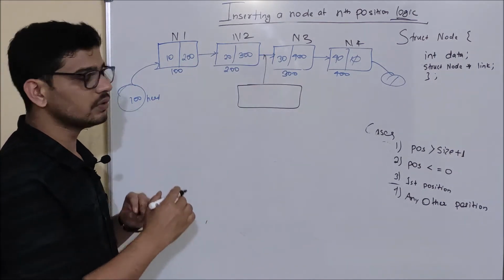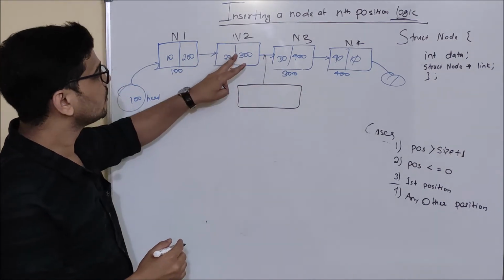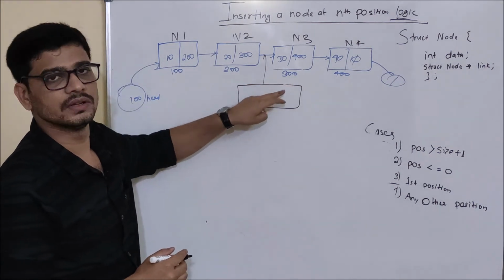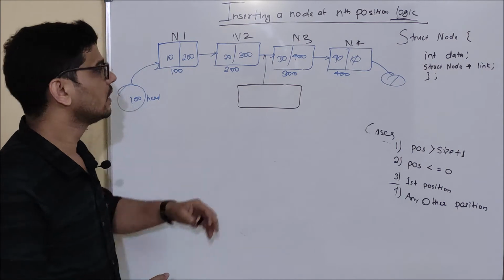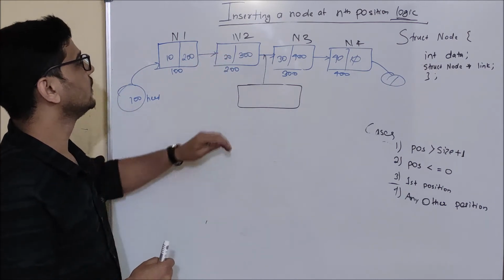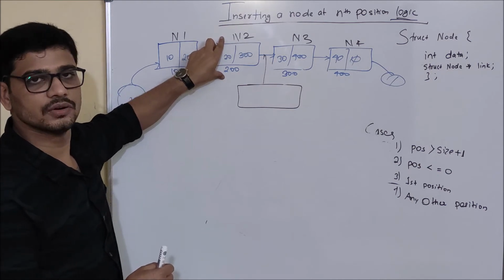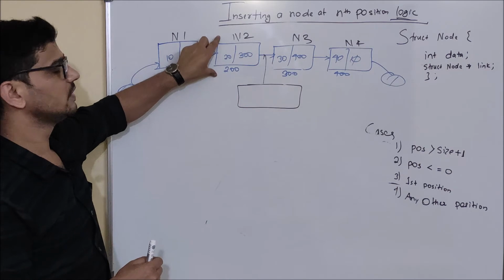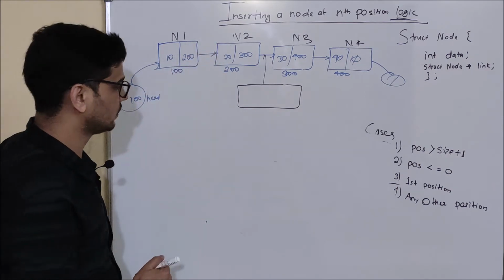We need to reach a point from where we will have the address of this node as well as this node. And what is going to be that node? That node will be node 2. So our first task will be to reach here. That is, somehow we need to traverse this linked list and reach this particular point.